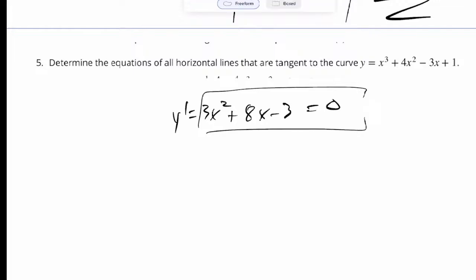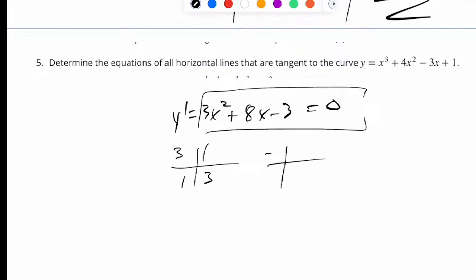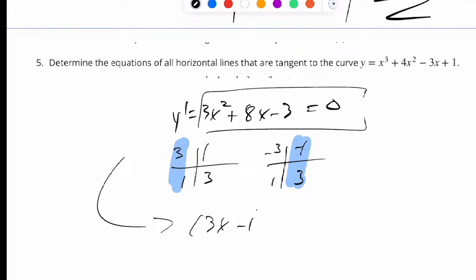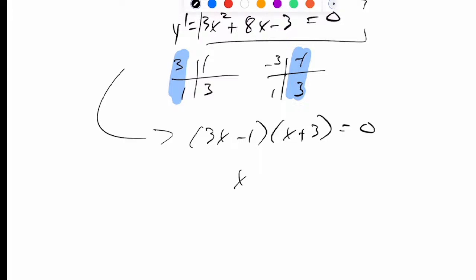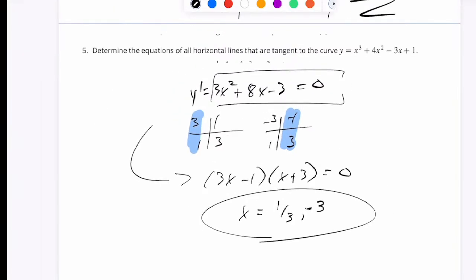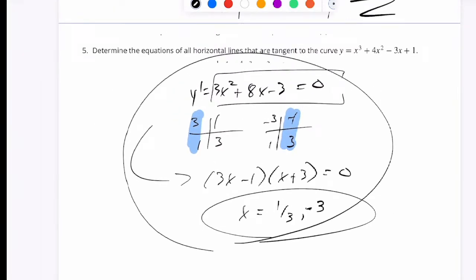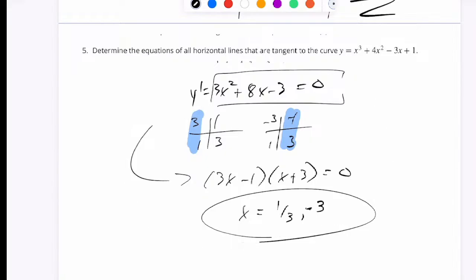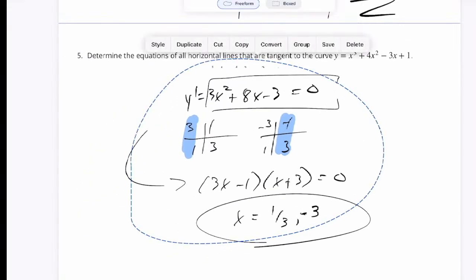Then you can factor this quadratic quickly, using decomposition or whatever method you want. Factoring this quadratic, I get 3x minus 1 times x plus 3 equals 0. That gives you two values: a third and minus 3 for the x values. Okay, give me a second. So that becomes the x values.